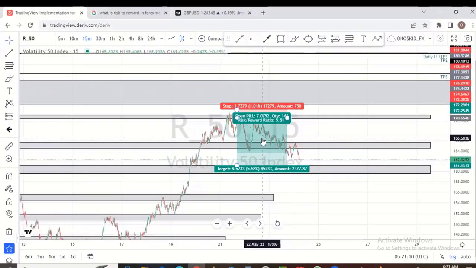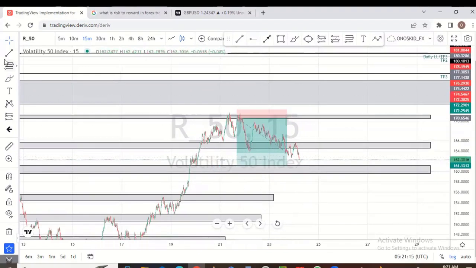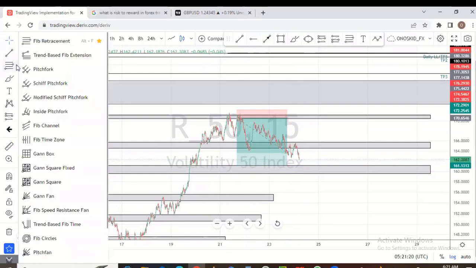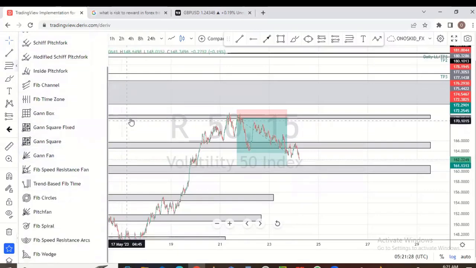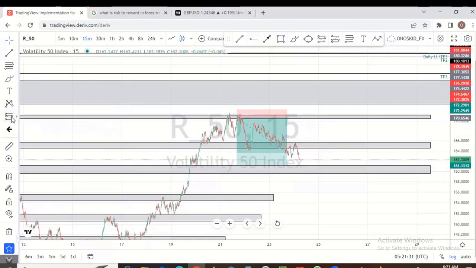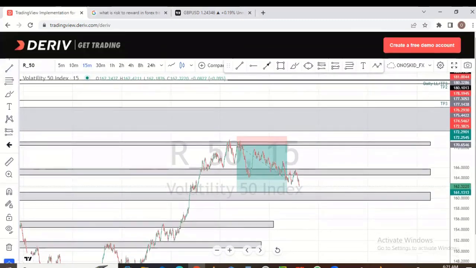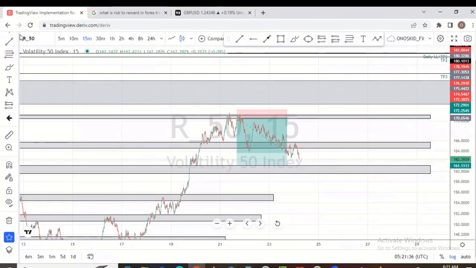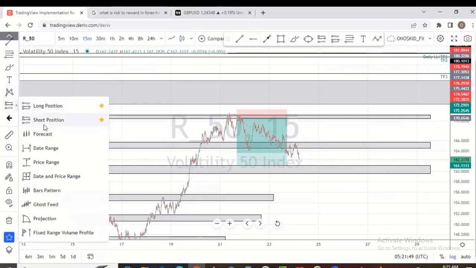But then how do we get this tool on synthetic trading view? How do we get it? When you come to this particular platform where you have your tools, you come to this particular place. Here you have the trend line button, the brush, and text, and then you come down to this particular point. So you see long and short.